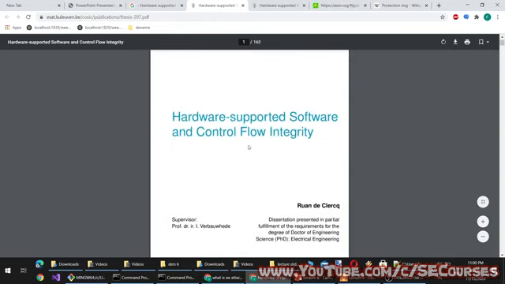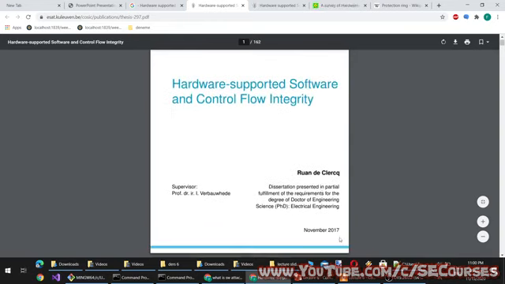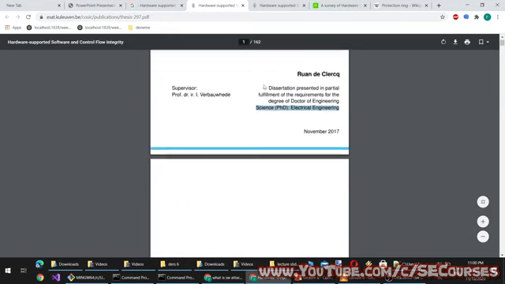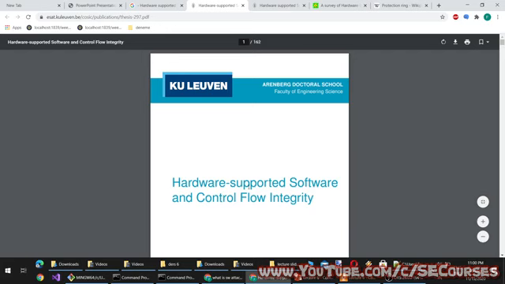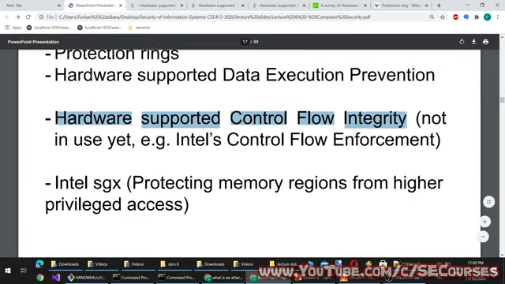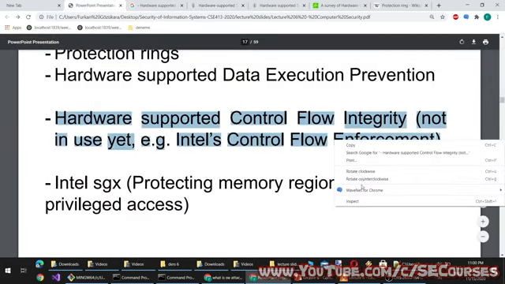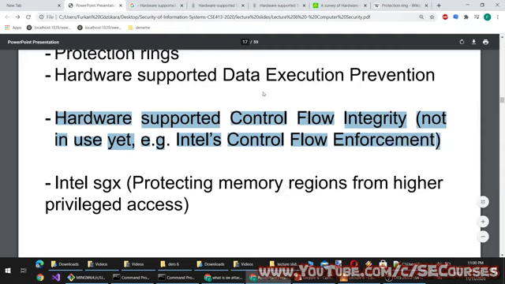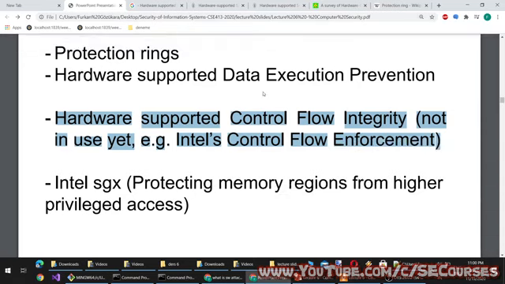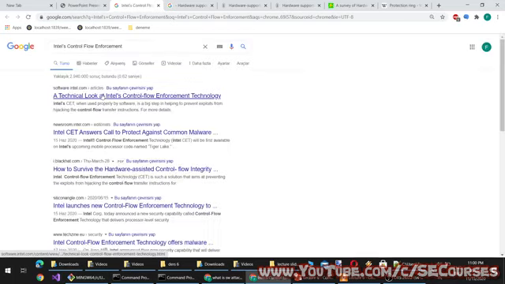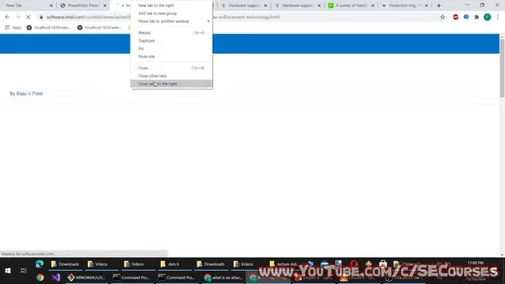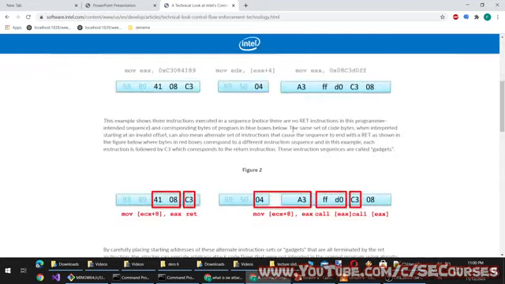Okay, this looks like it's still in research. You see there is a PhD thesis about this topic, so I'm just going to read it from here. Hardware-supported control flow integrity, not in use yet, e.g. Intel's Control-flow Enforcement. Let's look at this. Maybe this is available. There is a technical look from Intel.